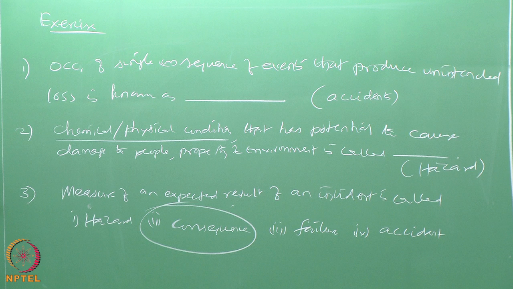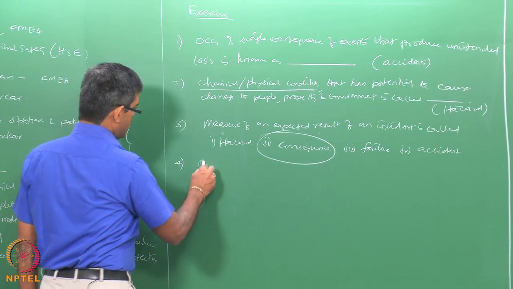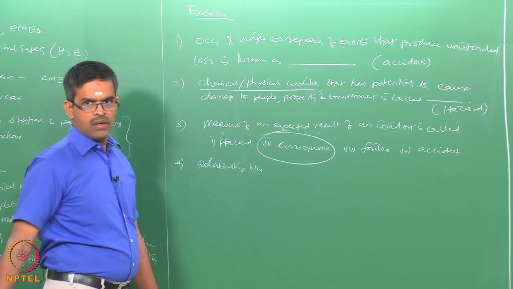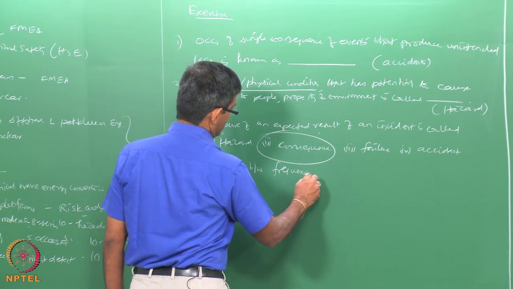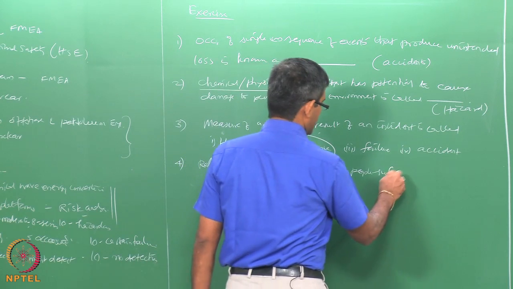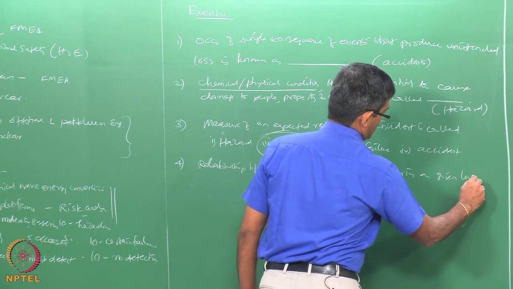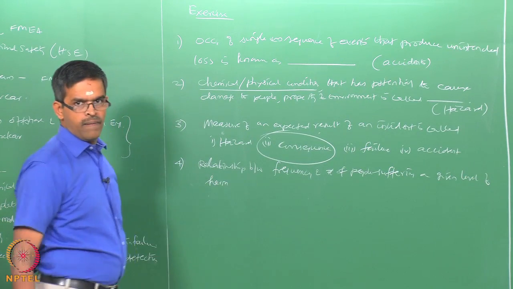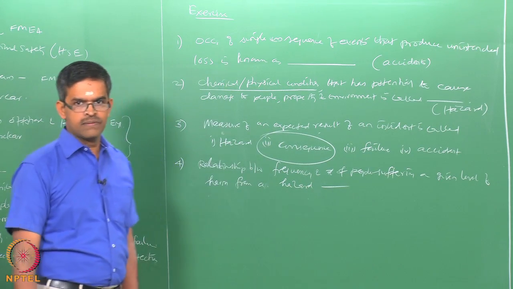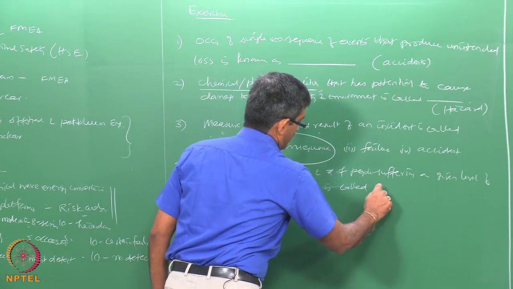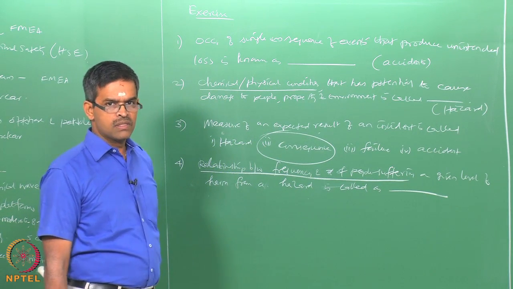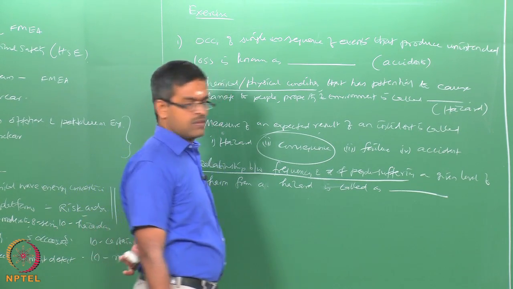Fourth could be relationship between frequency and number of people suffering a given level of harm from a hazard is expressed as or is called as... relationship between frequency and number of people suffering a given level of harm from realization of a hazard is called as societal risk.